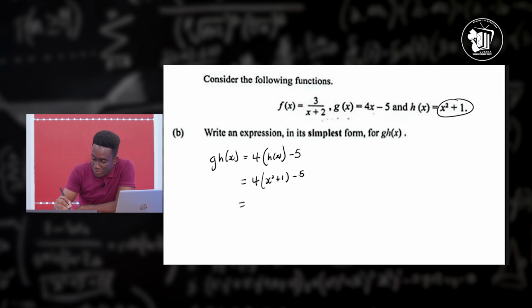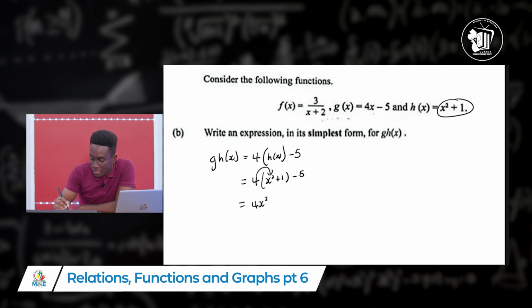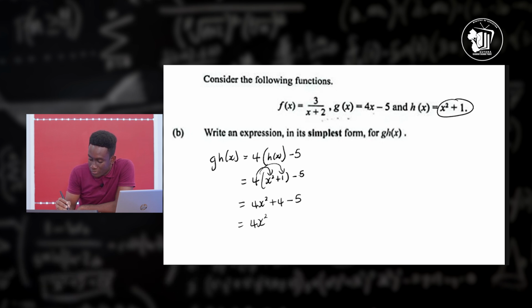Now we will distribute the 4. 4 times x squared gives us 4x squared. 4 times 1 gives us plus 4, minus 5. Hence this will give us 4x squared, and 4 minus 5 gives us negative 1. So gh of x is equal to 4x squared minus 1. And that is the answer.